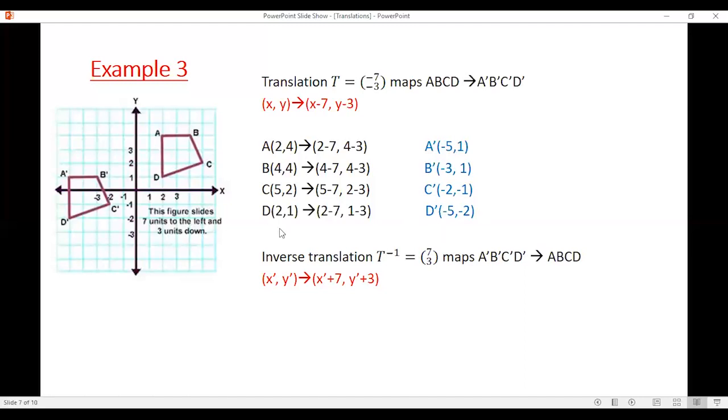Which will be the inverse translation? The inverse translation is represented by T minus 1. Its coordinates will be 7, 3. And this translation maps A prime, B prime, C prime, D prime into A, B, C, D, and where all the x prime, y prime coordinates become x prime plus 7, y prime plus 3. You can see from the diagram as well that the figures are congruent.